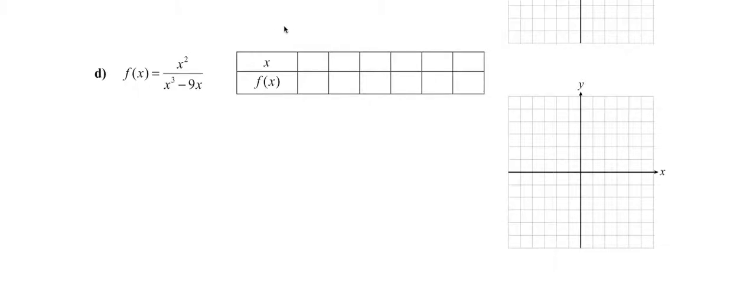Okay, I'm doing page 145, section 3.4, number 6D. So the first thing we want to do with this is see if we can factor it at all. On the numerator, there's not much we can do, so it's just x squared over, so we can take out an x, and then we're left with x squared minus 9, and that factors to x plus 3 and x minus 3.